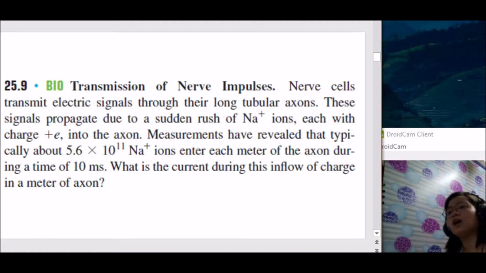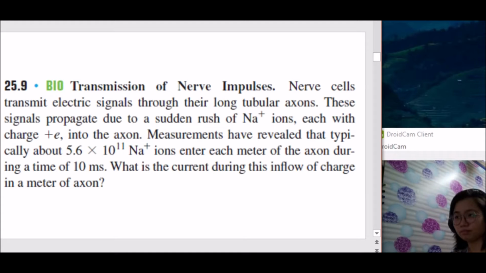We have a problem, it's a bit of a biological problem, and this talks about the transmission of nerve impulses. Nerve cells transmit electric signals through the long tubular axons. These signals propagate due to a rush of sodium ions, each with a positive charge. Measurements have revealed that typically about 5.6 times 10 to the 11 sodium ions enter per meter of the axon during a time of 10 milliseconds. So what is the current during this inflow of charge in the meter of axon?